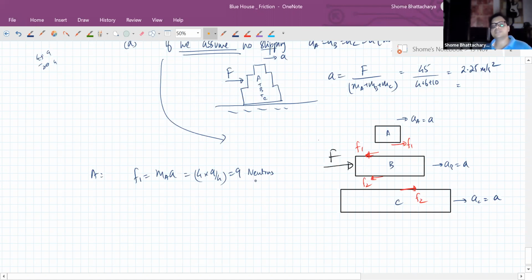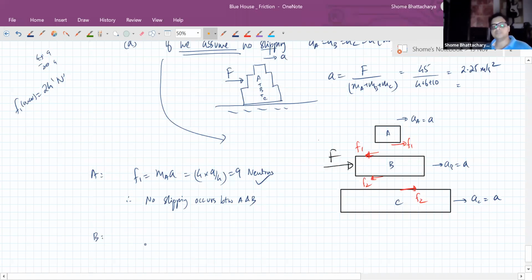Okay. Now we'll see that that is available because we had seen F1's maximum value was up to 24 newtons. We already checked that. So there is no slipping between A and B. Therefore, no slipping occurs between A and B. Okay. But we still have to check for B and C.